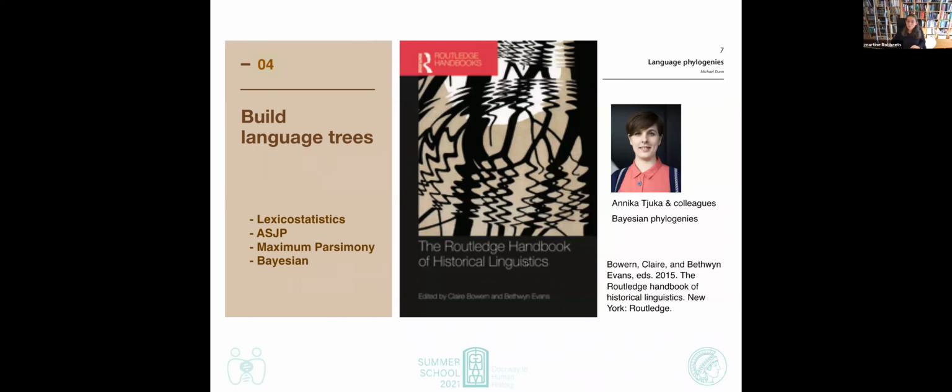In the same Routledge Handbook of Historical Linguistics, there is a chapter by Michael Dunn on language phylogenies, which I find a good introduction on the topic because it does not only focus on Bayesian phylogenies, but also gives a clear introduction on how the other phylogenetic methods work. And of course, also within this summer school, you will have the chance to listen to Annika Tjuka and her colleagues who will introduce you to Bayesian phylogenies.